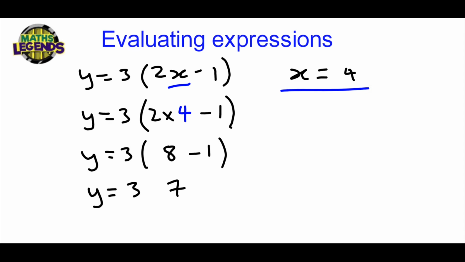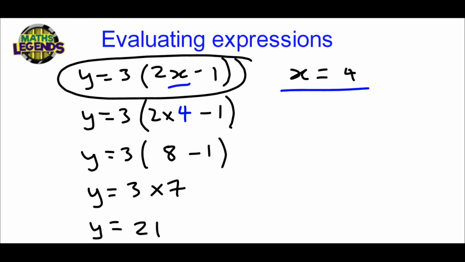And the 3 is multiplying the bracket. So we put a multiplication in the middle here. We simplify further. So y equals 3 times 7, which is 21. So this tells us that the first expression here is equal to 21 when x equals 4.